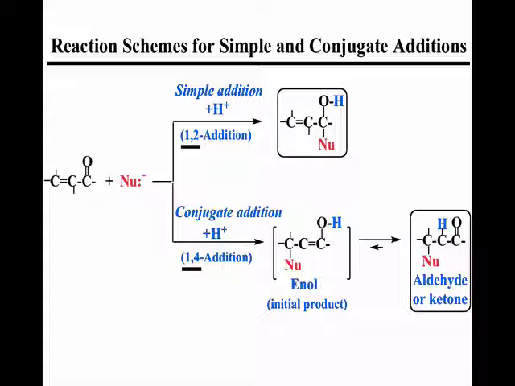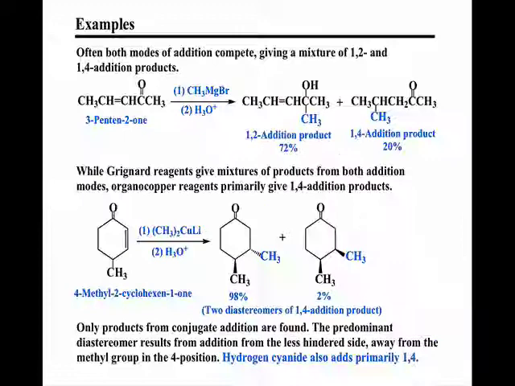And so we're seeing the same kind of stuff here. So we can, again, have 1,2 addition and 1,4 addition. So again, nothing particularly brand new in terms of terminology for you, okay? So let's look at some experiments. Let's say Alex comes into the lab and he has this 3-pentene-2-one, which is an alpha-beta unsaturated ketone, right?